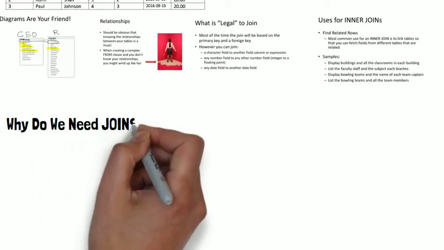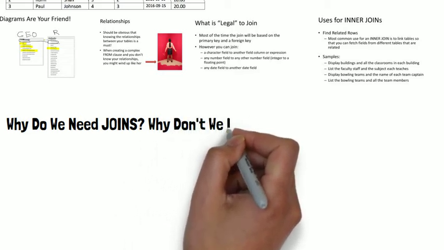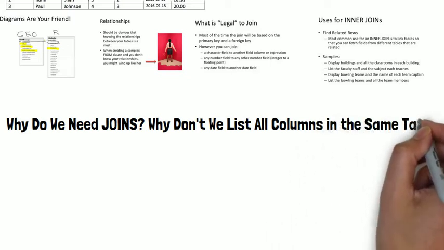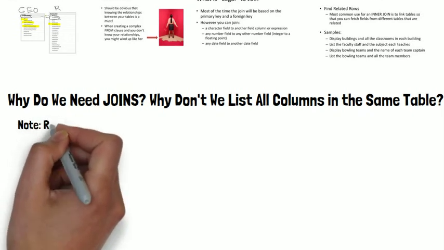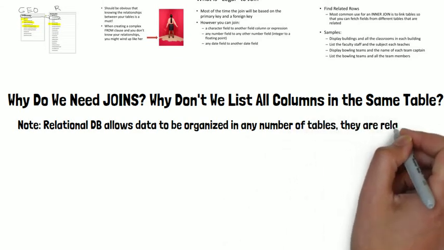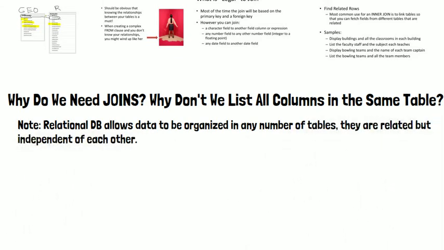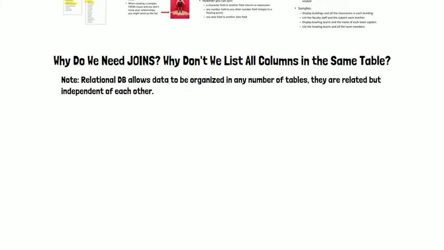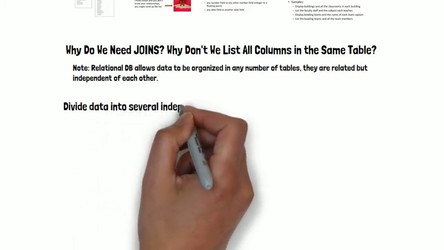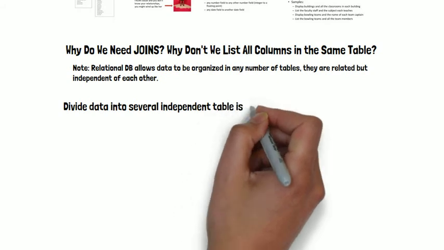So here's the question. Why do we need joins? Why don't we just list all the columns in a single table? Before answering that question, please note, a relational database allows data to be organized in any number of tables. Those tables are related, but they are independent of each other as well. That is the so-called relational database. And the relationship is built up by the primary key and the foreign key. So dividing the data into several different tables is what we call normalizing data.